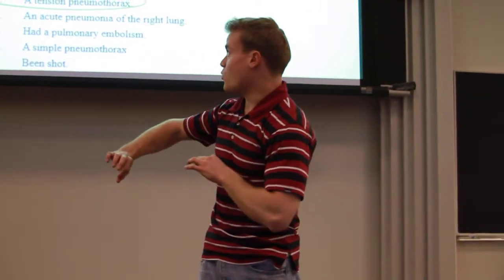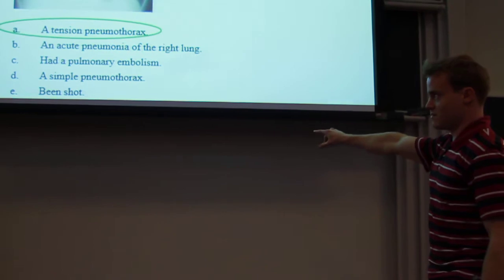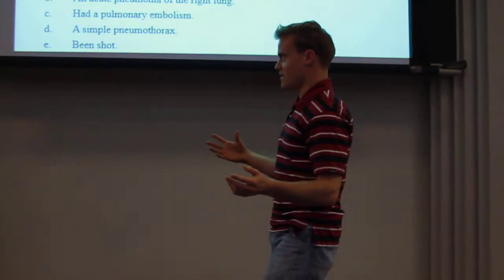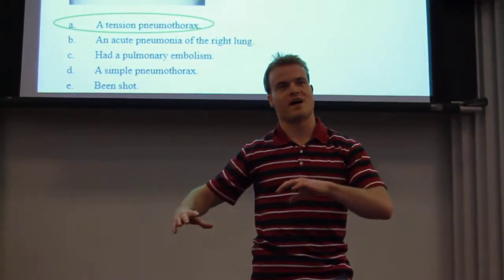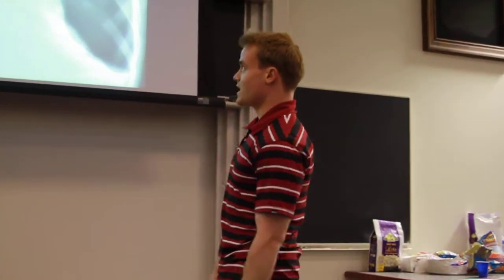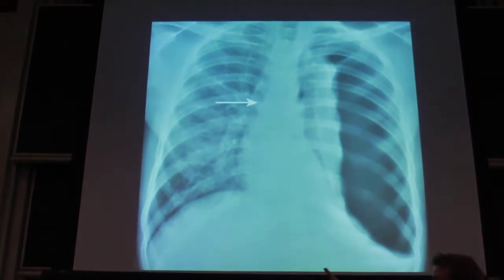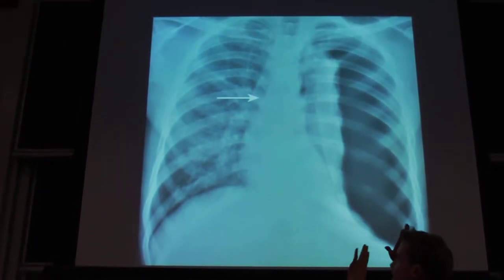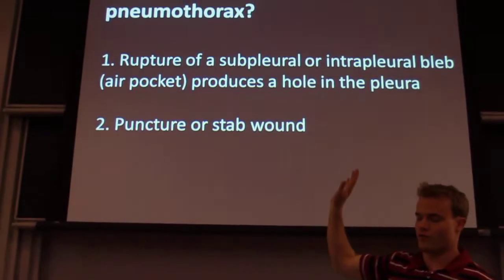That means air has found a way to get in, and it's causing a tension pneumothorax, which is just a fancy word doctors like to use to make themselves look intelligent. Tension pneumothorax means you have a lot of air coming in and pushing on the left lung in this case. So this is another example from another patient who also has a tension pneumothorax. This time it's the left lung which is collapsed, and you can see the air pushing over to the right lung, and once again pushing that trachea over to the right.